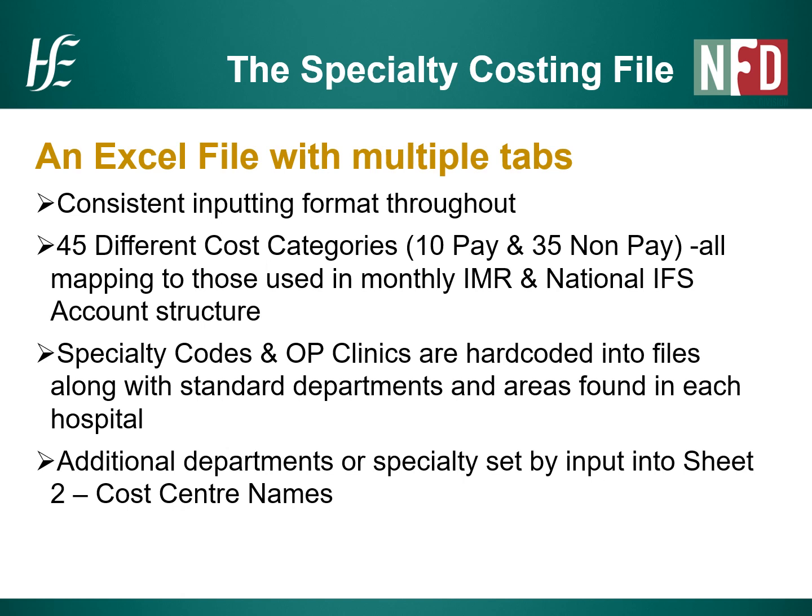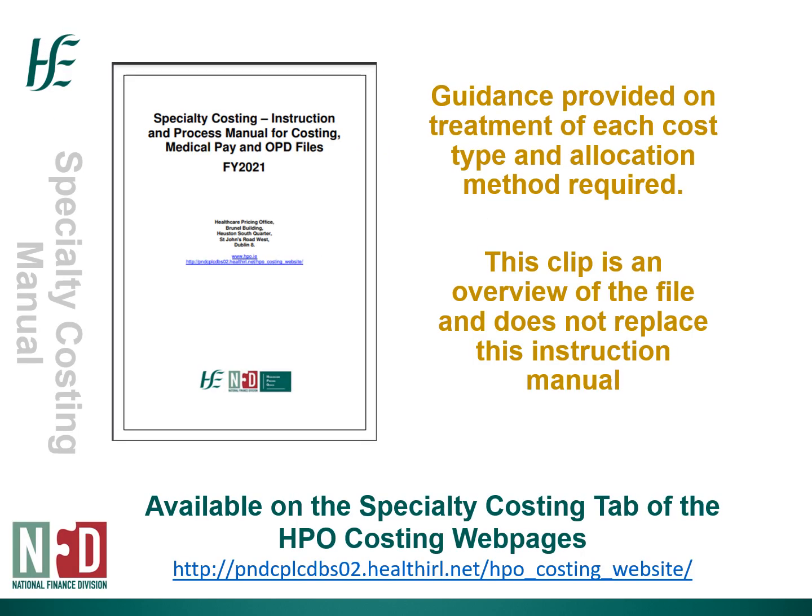The specialty costing file is an Excel file with multiple sheets or tabs. Costs at department and cost element level from the general ledger, and activity at a patient type and specialty level from the various patient care systems, are input into these sheets in a consistent manner and are summarized to provide the resource consumption in the hospital for the different patient types and specialties. Full guidance on how each cost is treated is within the specialty costing manual.